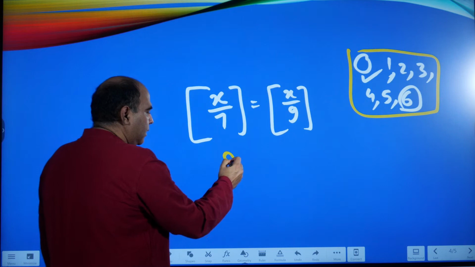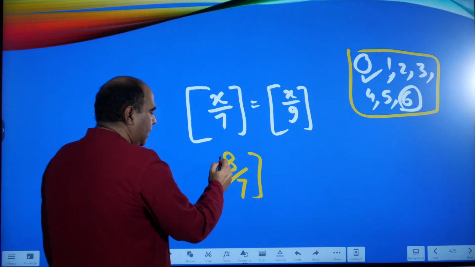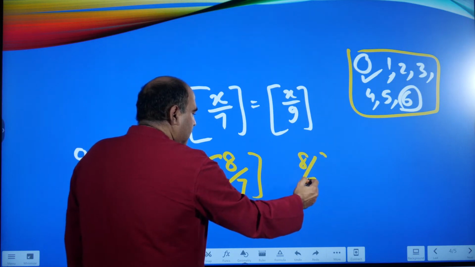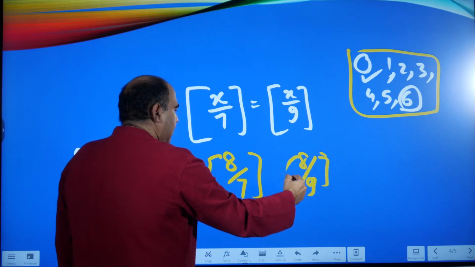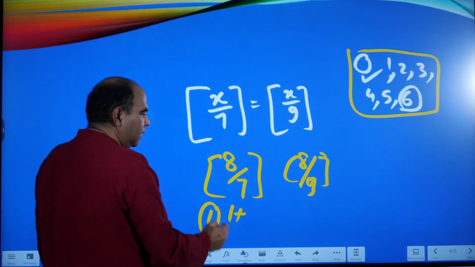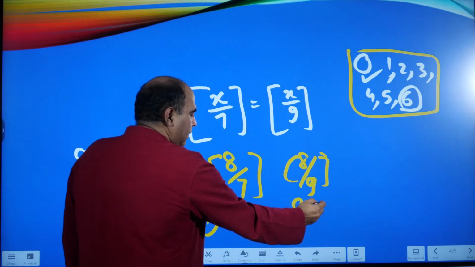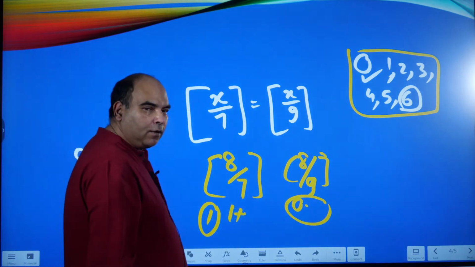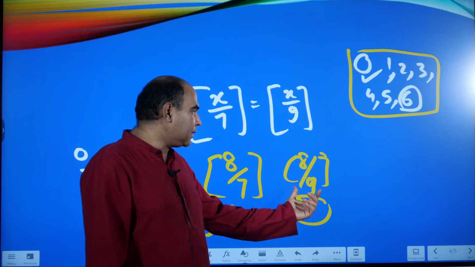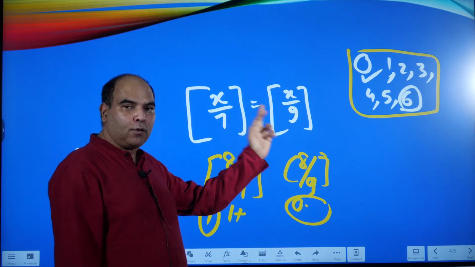अगर वो दिक्कत हो रहा है तो ये लिख के तुम देख लो. अगर देखने में दिक्कत हो रहा है, अंडरस्टैंडिंग में दिक्कत हो रहा है, तो just write these and see. At 8 you can see that this is 1 plus, so its GIF will be 1, and this is still point something, 0.88 इसका value आ रहा है. 8 by 9 is giving you a value of 0.88, so this value is still 0. So while this is 0, that is 1, you're not getting an equality on that.